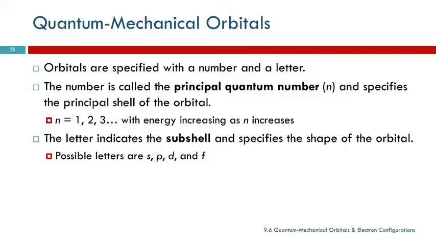As that n number gets larger and larger, the energy increases, and the size of that volume where the electron is likely to be gets bigger and bigger. Then we have a letter, and that indicates the subshell. That specifies the shape of the orbital. And the possible letters are S, P, D, and F.